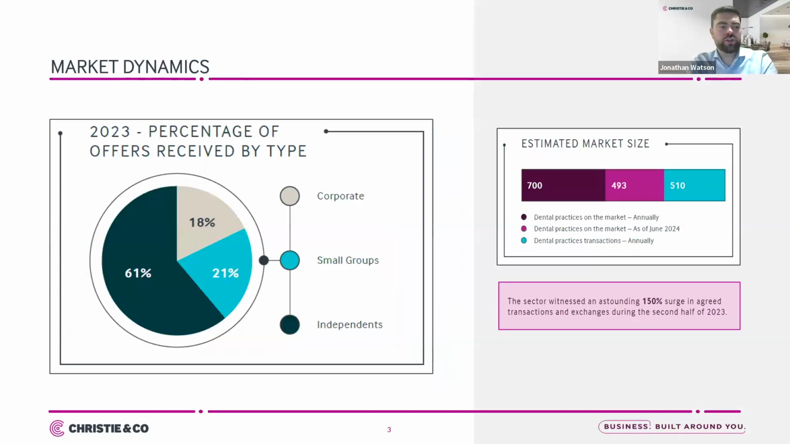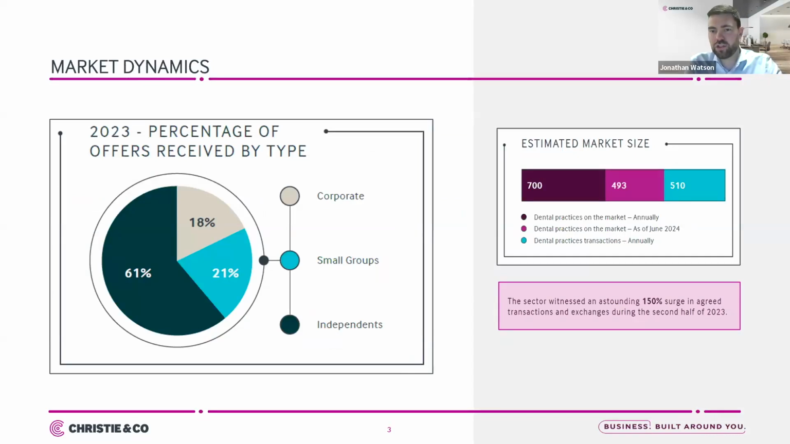So this slide shows a little bit about market dynamics and the percentage of offers, and what type of practices people are looking for. I talked about those mergers. There's obviously been a lot of integration in the big four corporates. So this chart shows we only saw last year 18% of practices bought by corporates, which really demonstrates that trend I mentioned. We did see a reduction in practice sales as a result last year.